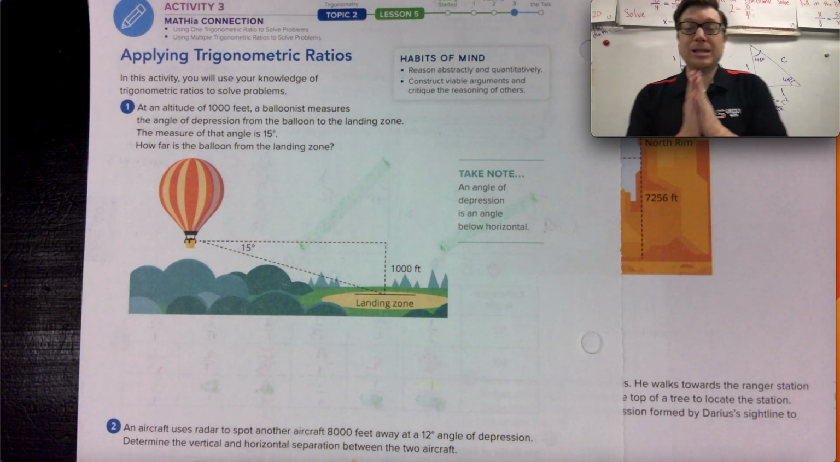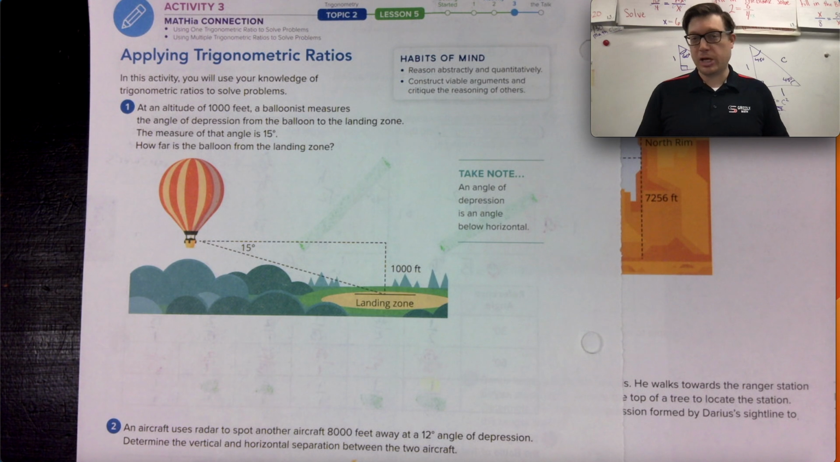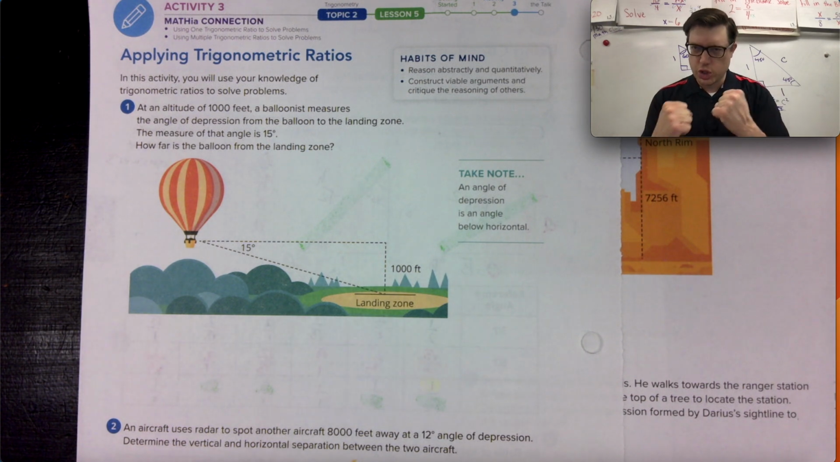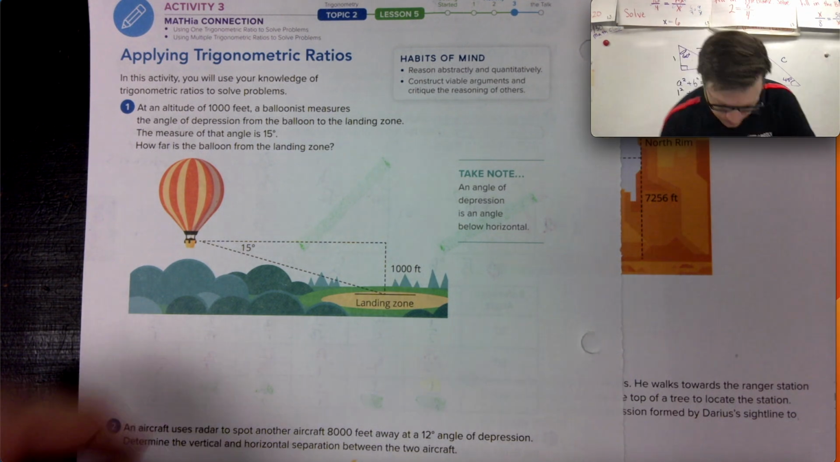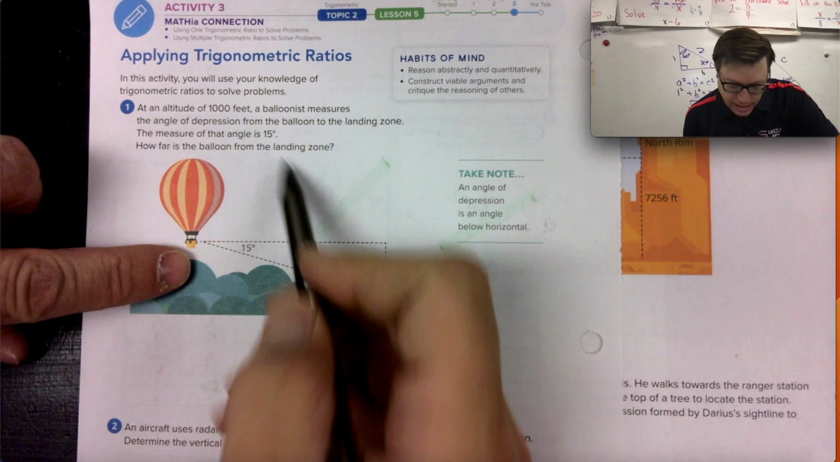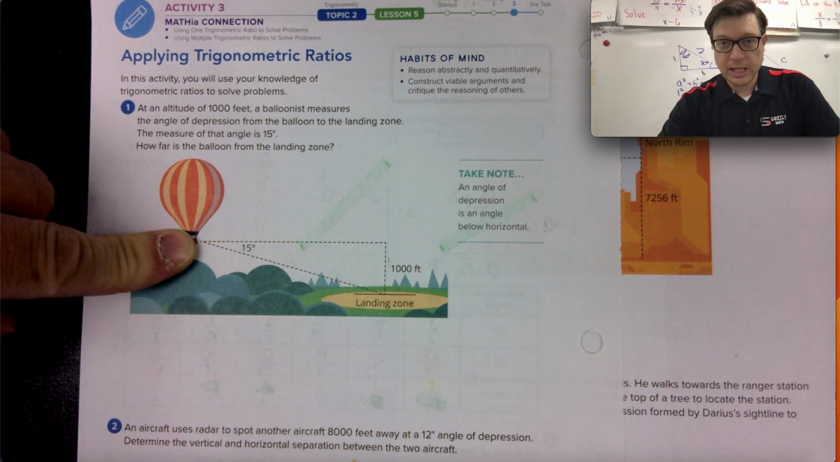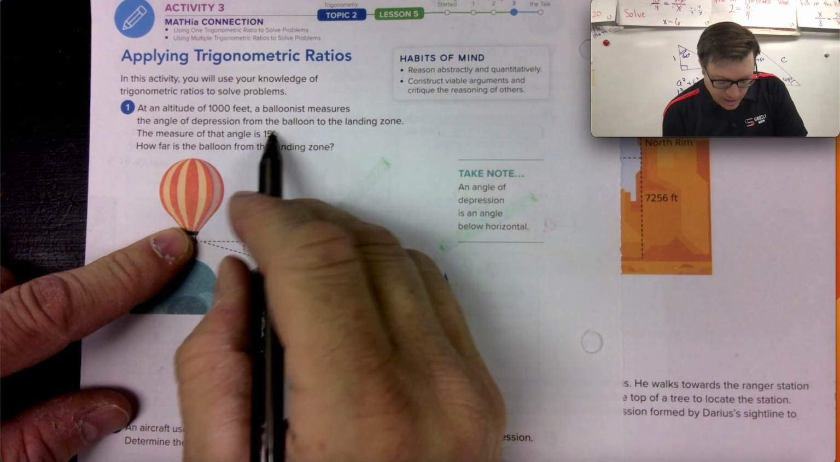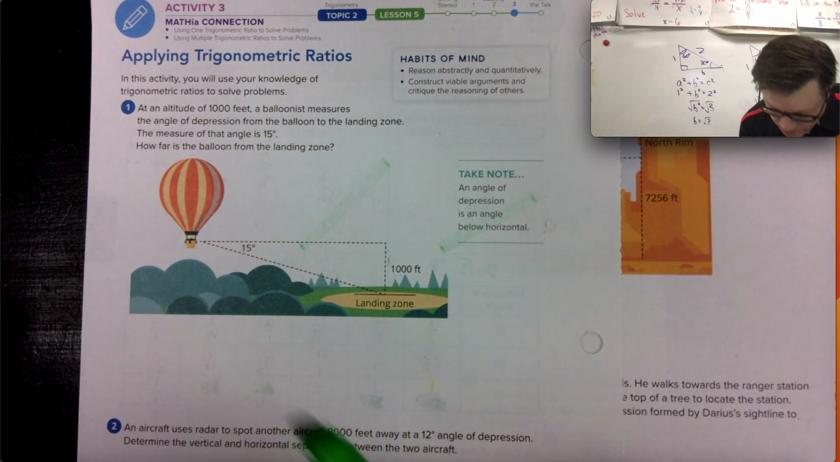Okay. Applying trigonometric ratios. In this activity, you will use your knowledge of trigonometric ratios to solve problems. The good stuff. At an altitude of 1,000 feet, so there's our 1,000, the angle of depression from the balloon to the landing zone, remember, angle of depression is downward feeling, okay? So then the measure of that angle is 15 degrees. How far is the balloon from the landing zone?